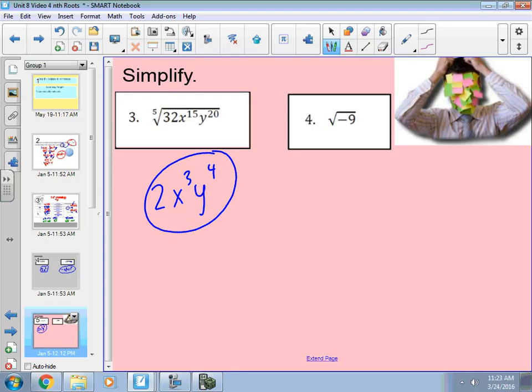All right, number 4, square root of negative 9. Can we do that one? No, there's no real solution. If it's an even root, you can't do even roots of negatives. This has no real solution.